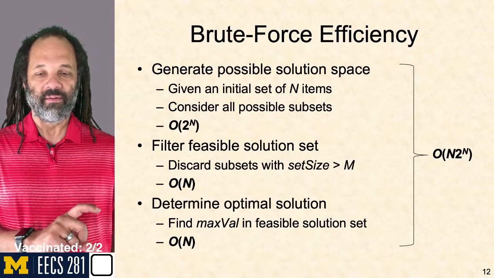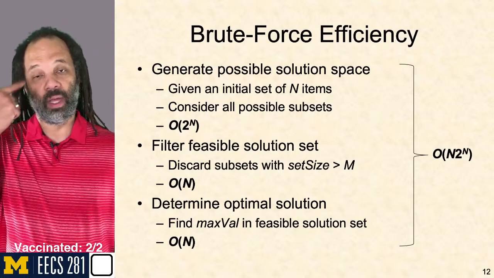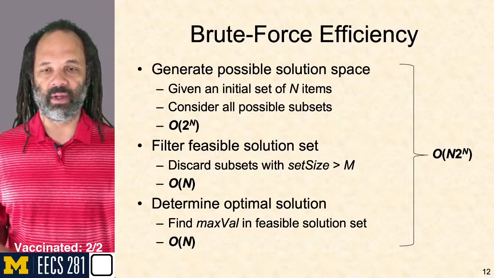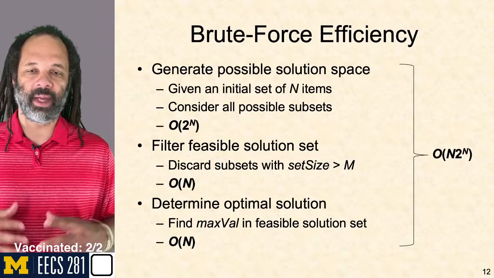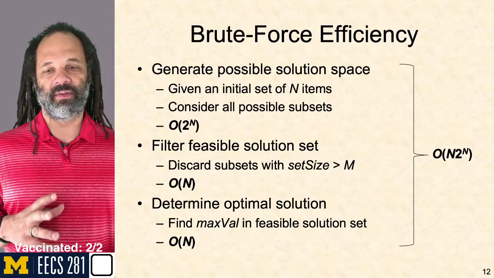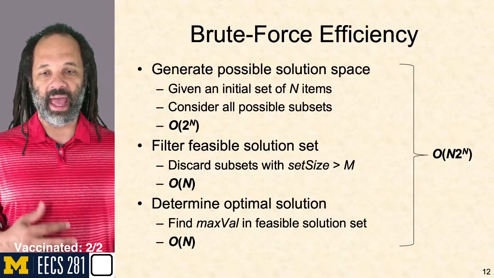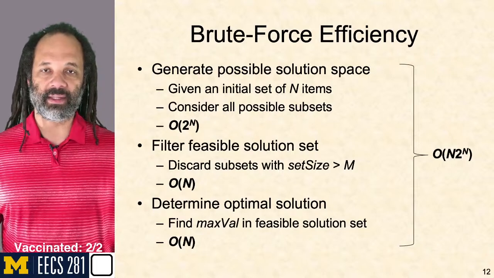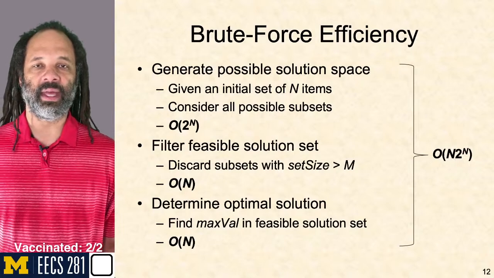We can also figure out what the value is in that same loop if you wanted to, but it's going to cost you a big O of n as well, because you have to look at possibly all n of those items being included and summing up their values to get the max value. So then I end up with my total brute force efficiency as the work I have to do on each subset, big O of n, times the total number of subsets, 2 to the n. So my brute force efficiency is big O of n times 2 to the n.